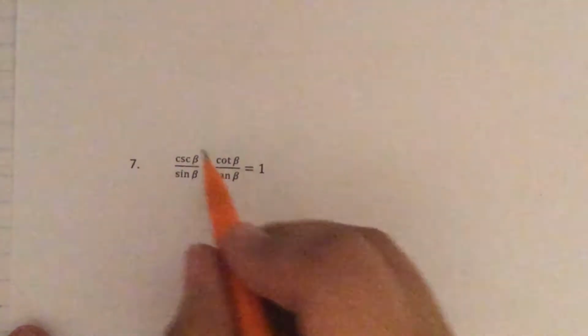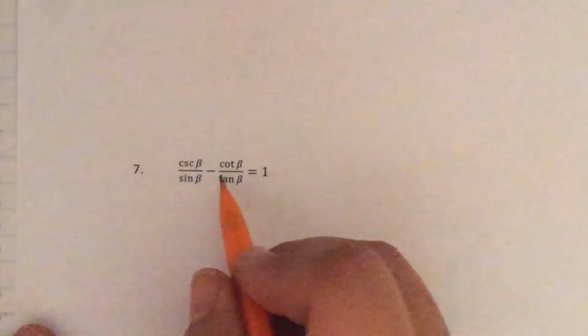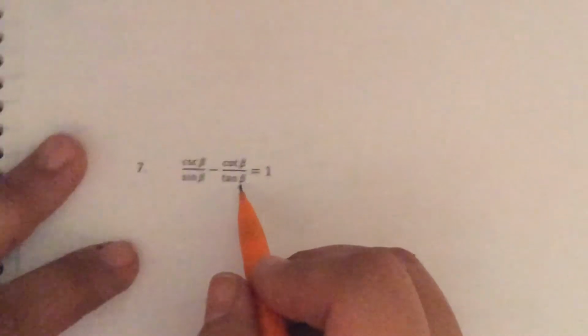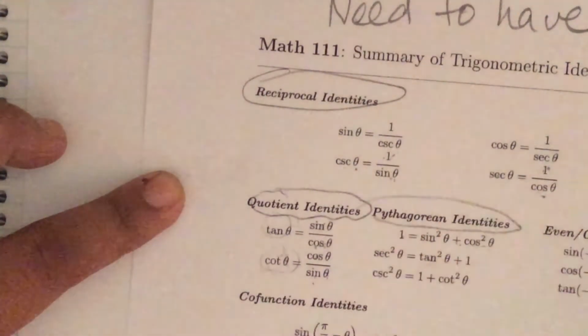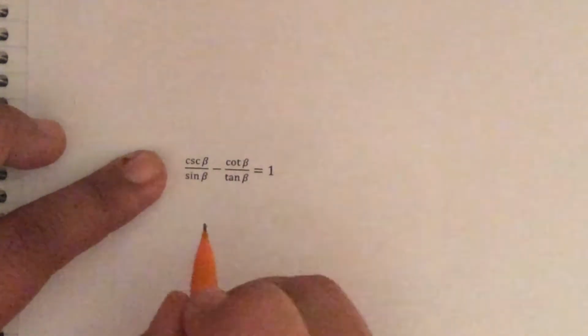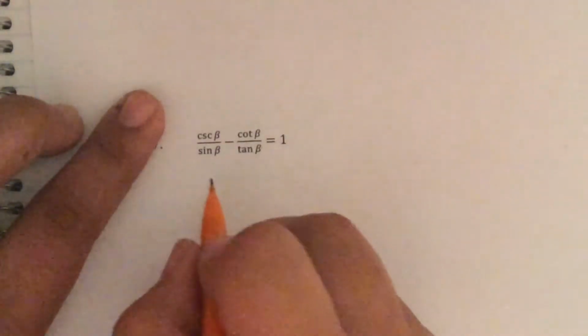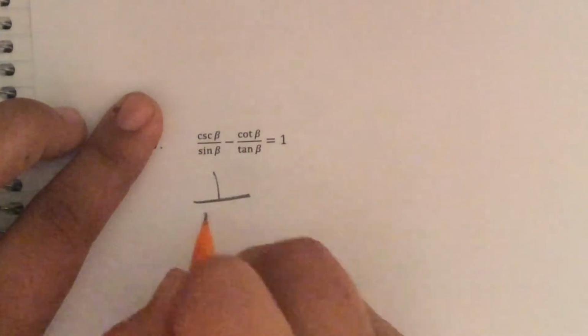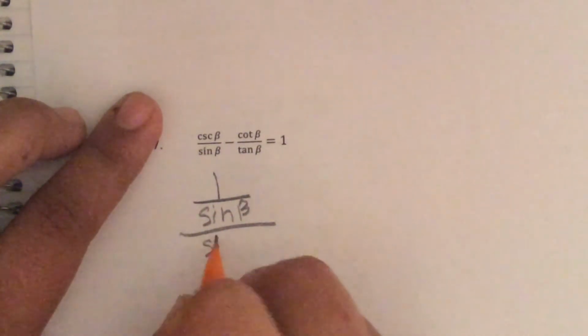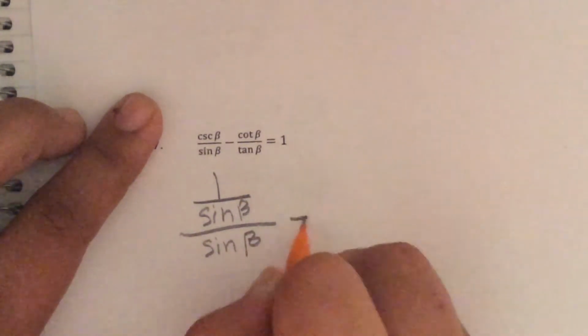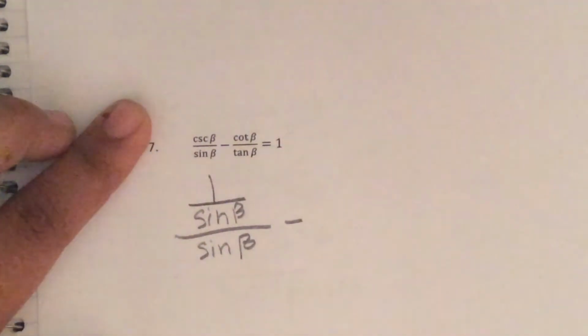Okay, we're on number 7 right here. Cosecant beta over the sine beta minus cotangent beta over the tangent beta. So the cosecant beta, if you go right here, is 1 over the sine. So I'm going to use that to replace it. So I'm going to have 1 over the sine beta over the sine of beta minus the cotangent.